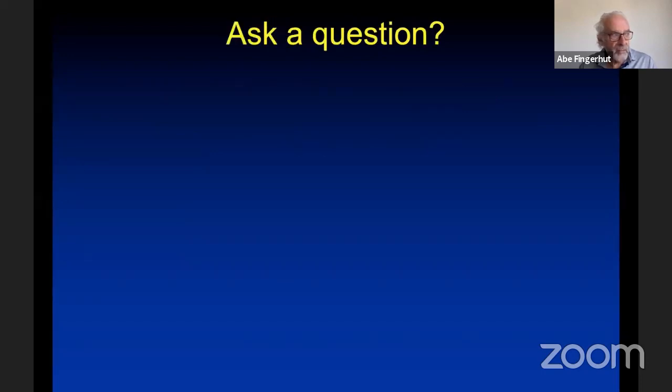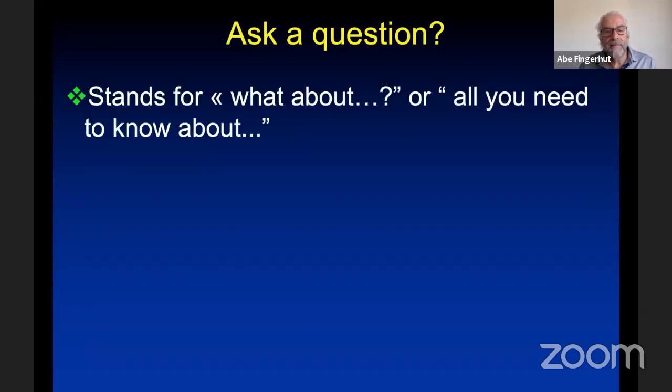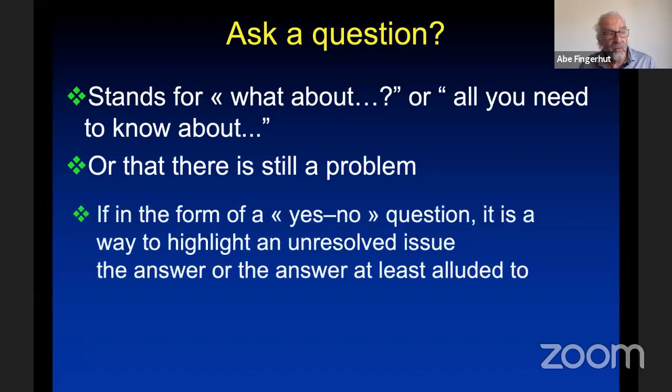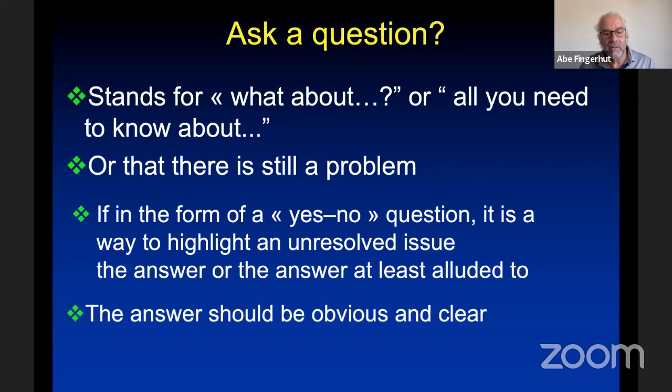You can ask a question. You see fairly often titles that have a question mark. It means, what about? Or you want to know about a topic, or there is still a problem that's unsolved. For me, what I like to see when I see a question mark is I want to know the answer. If I don't have an answer, that means it's a problem that has not been solved. But this is a way of saying it, using the question mark. It's something that's well used. But the answer, if there is an answer, should be clear and obvious.